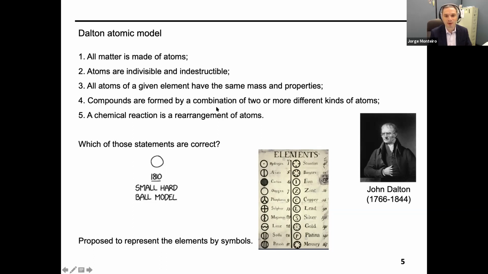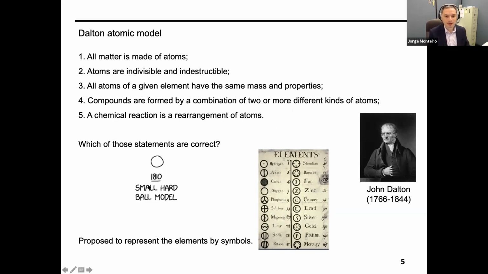Compounds are formed by a combination of two or more different kinds of atoms. Okay, so that's not correct. You can have a compound formed by the same kind of atom. For example, oxygen gas is formed by oxygen bonded to oxygen. So you don't need different kinds of atoms. And fifth, a chemical reaction is a rearrangement of atoms. That's correct. Okay, chemical reactions are basically rearrangement of atoms to form new compounds.